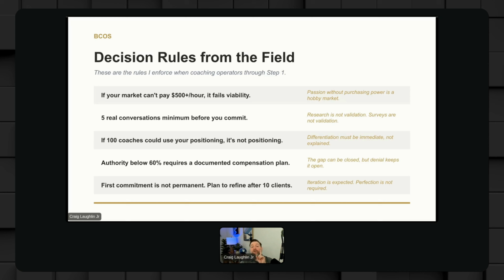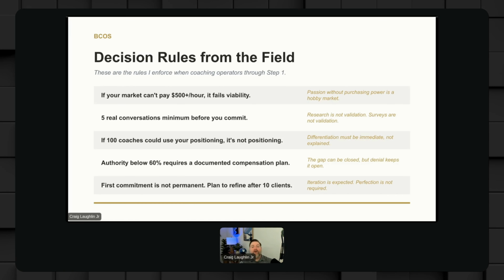Rule 3, if 100 coaches could use your positioning statement, you don't have positioning. "I help leaders lead better" is not positioning. "I help manufacturing plant managers reduce turnover by implementing frontline leadership systems" is positioning.